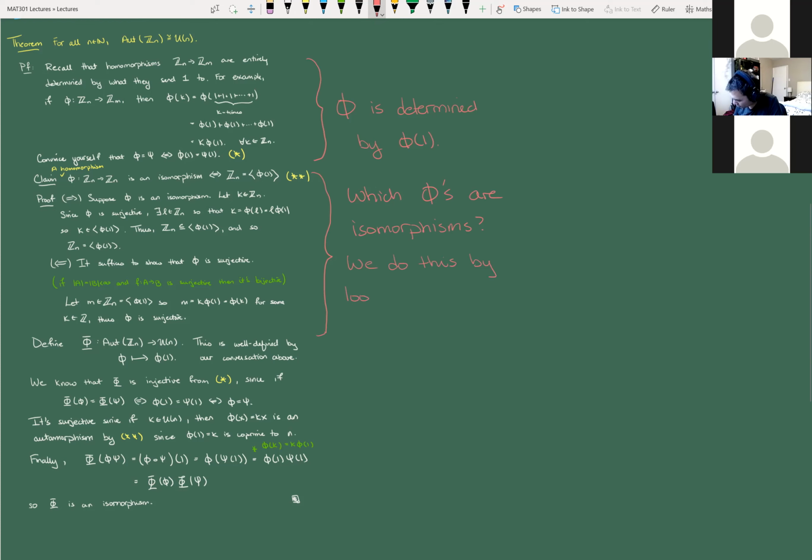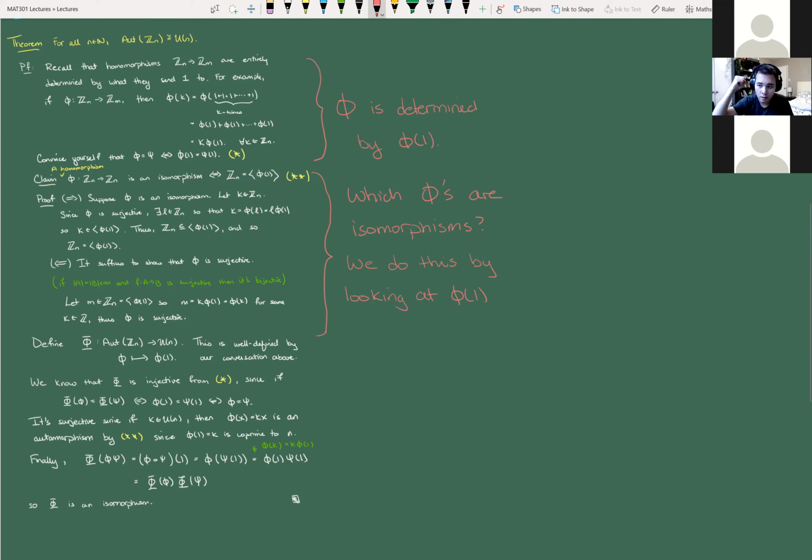So we do this by looking at phi of one, because we said phi is the same thing as phi of one. If you know what phi of one is, you know what phi is. And if you know what phi is, you know what phi of one is. So those are the same thing, right? We're basically saying, I'm going to think of every homomorphism just in terms of what it does to the number one. I don't care about what it does to anything else. We're just going to make that identification in our brains. So which of these homomorphisms are isomorphisms?